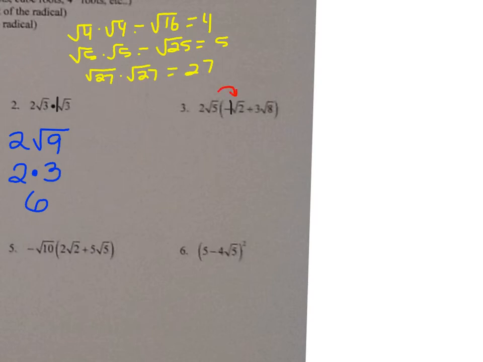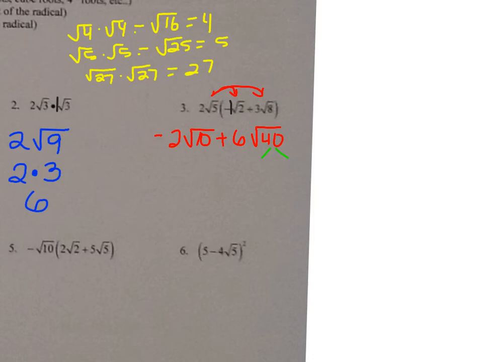Negative 1 times 2 is negative 2. The square root of 5 times the square root of 2 is the square root of 10. 2 times 3 is 6. And the square root of 5 times the square root of 8 is the square root of 40. Now we're going to simplify the square root of 40. We cannot simplify the square root of 10. There's no perfect square that goes into 10.